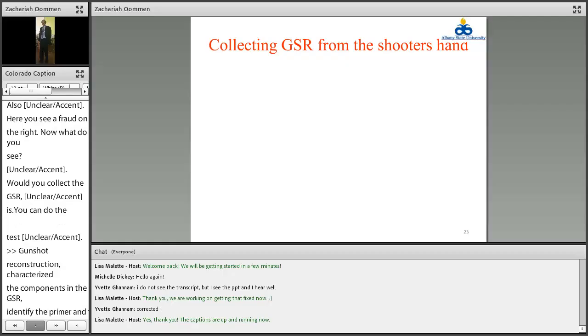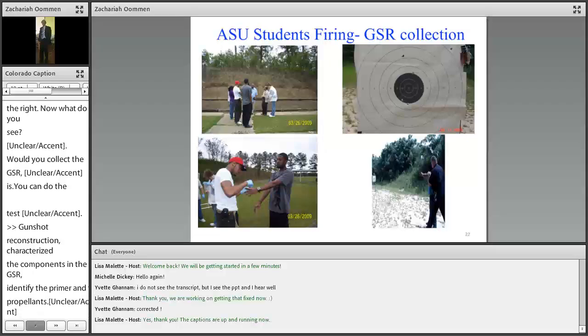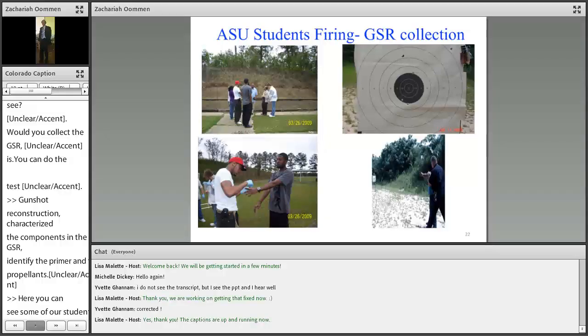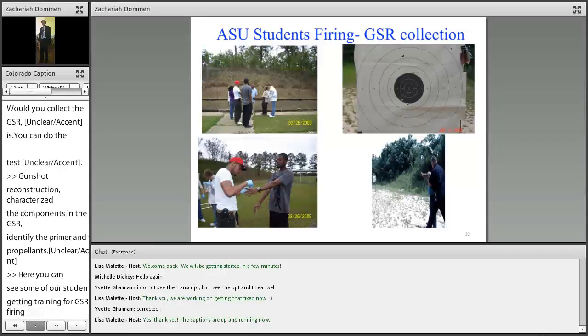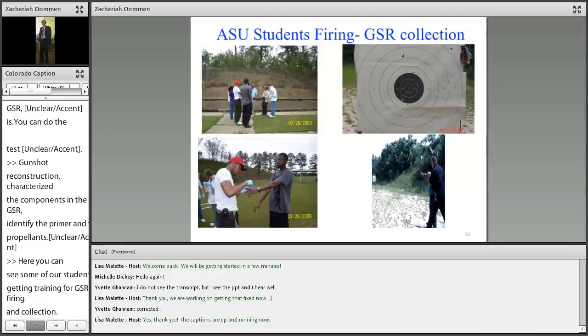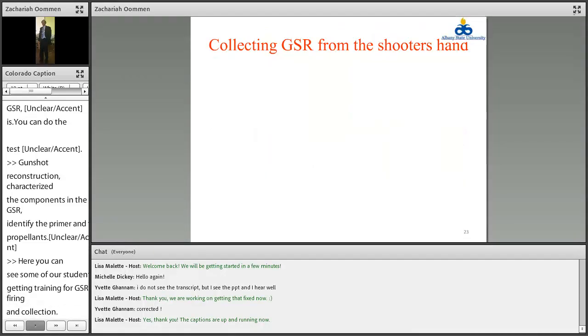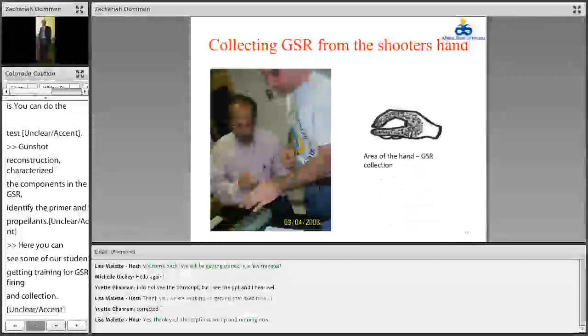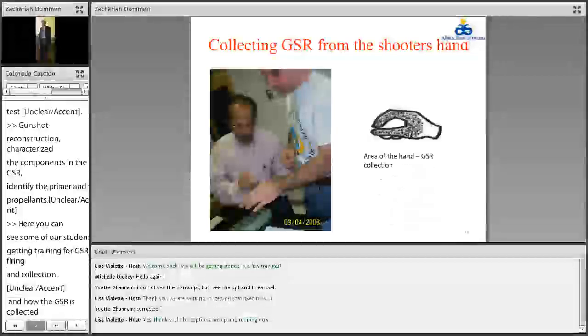So here, you can see some of our students getting training for GSR, for firing and GSR collection. Actually, we did this in collaboration with the Albany Police Department. You can see that one of the officers is giving training to our students on shooting and how the GSR is collected from their hands. We are collecting from this area, so that is where you collect GSR.